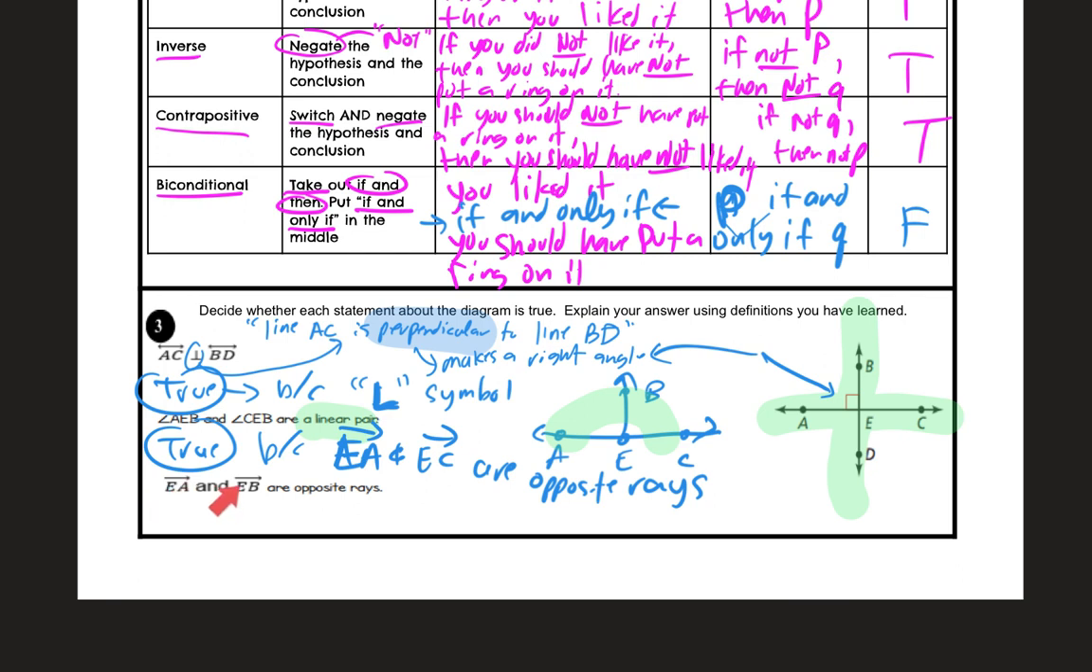All right, let's look at our last one. Ray EA and ray EB are opposite rays. Okay, remember, opposite means they go different directions on the same line. So let's look at EA and EB. They're asking, are they opposite rays? And that's false. Right? Because one's going one way, and one's going the other way. That's not opposite. All right, so that's our answer.